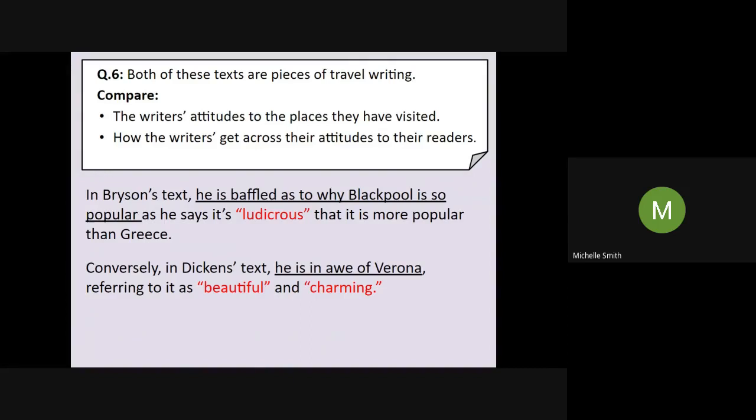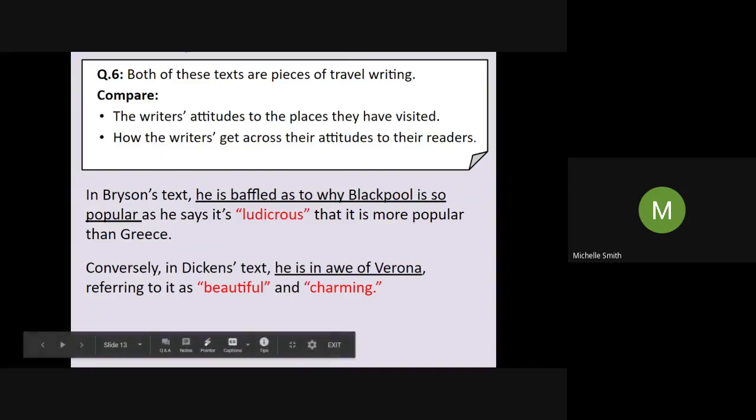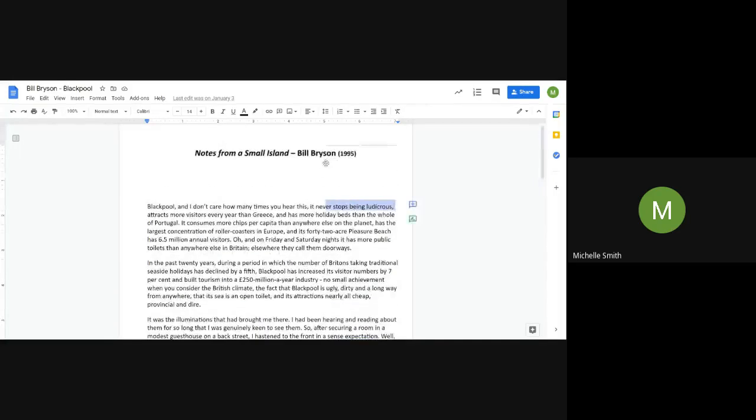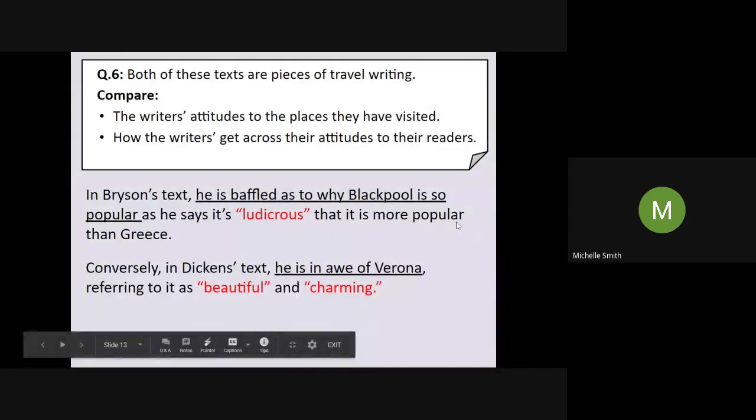I appreciate that working on a computer is a little bit fiddly, isn't it? So let's say we're on the Bryson text and we want to highlight something here, like the "It never stops being ludicrous." We've got to fiddle around and press these buttons, and then we've got to click back on something else, and then we've got to look at the other one, and then we've got to go back to our answer sheet and write it down. So I know it is going to take you a little bit of time, but I do want you to only give yourself 20 minutes and see how far you can do in this question.